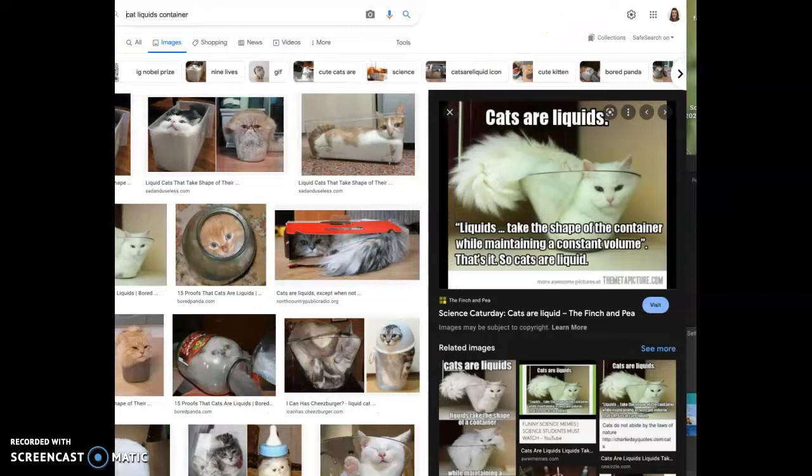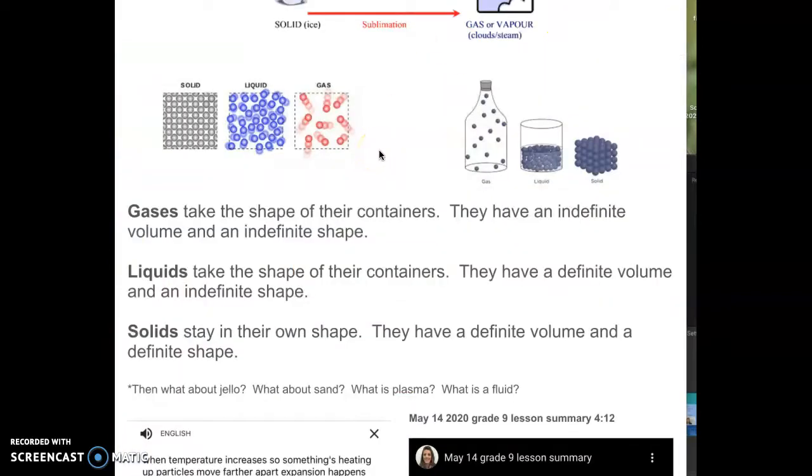Okay, so let's get back to paying attention. Solids stay their own shape. They have a definite volume and definite shape. What messes people up sometimes is Jello, right? It's kind of like a solid, but kind of liquidy, it moves. And then same with sand. Each sand particle is a solid, but it can flow, right?